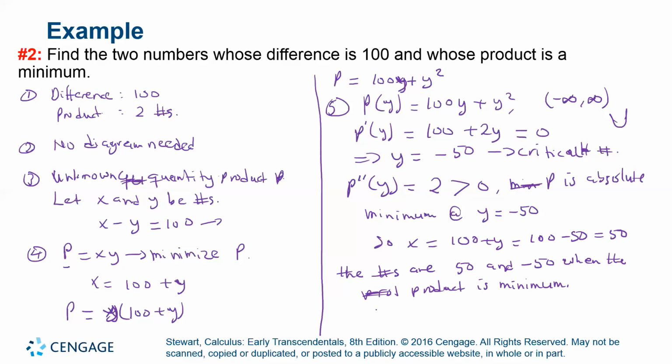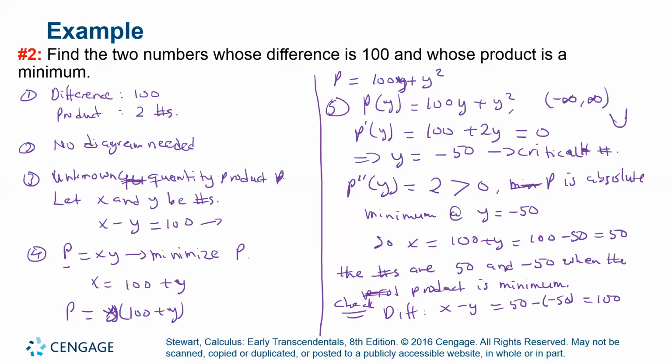Now let's check the assignment. So their difference, what's the difference? X minus Y, which is 50 minus negative 50, which is what? So we can check that to see that's clear.